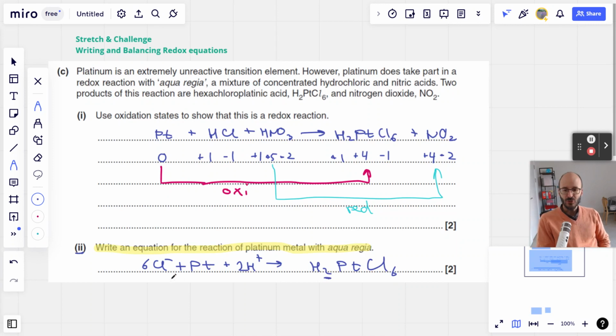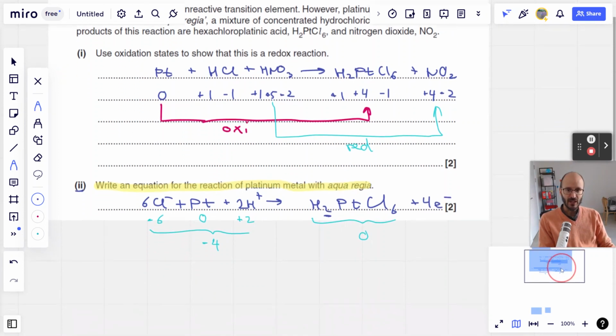So now what you do is to balance the charges. On the left-hand side, what we have is -1 times 6, -6. Platinum is 0, +1 times 2, +2. So if you put them together, that's -6 plus 0 plus 2, -4. And the product is neutral, so the charge is 0. What we have to do is to add electrons to the most positive side, which is this one. And we are going to add 4 electrons so the charge is balanced. This half equation is done.